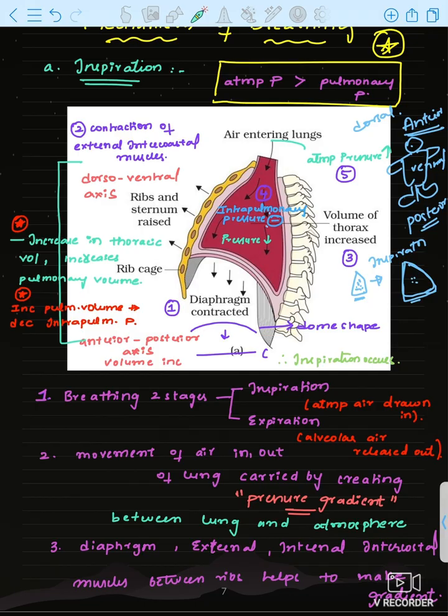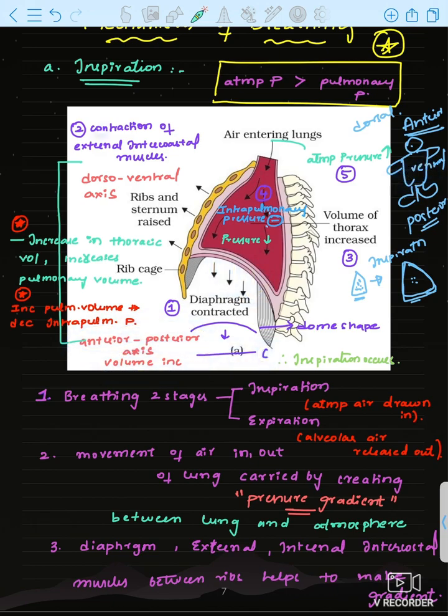Everybody inhale. When we inhale, you feel like some muscles are getting contracted. So the muscles are these muscles. First one is the diaphragm. Diaphragm is a dome shape. When it is contracted, it will go downward and become flat. See, it will become flat, and the anterior-posterior axis volume will increase.